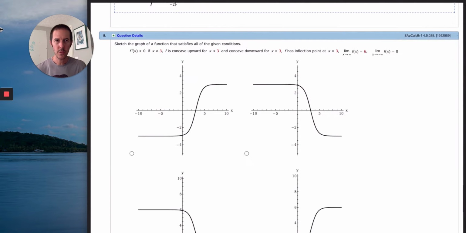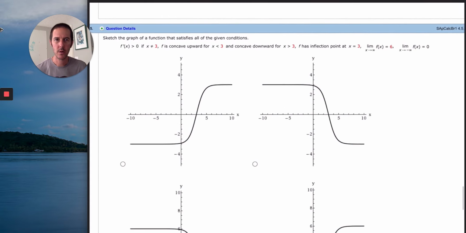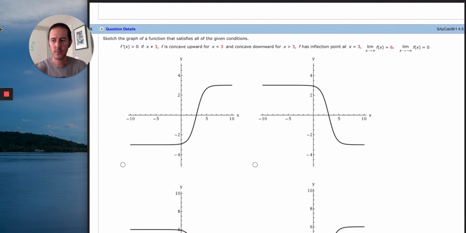The conditions that we have to meet in this question are fewer than they were in the previous one, so let's take a quick look at this one. We're at about the 35-minute, 36-minute mark. Sketch the graph of a function that satisfies all of the given conditions.